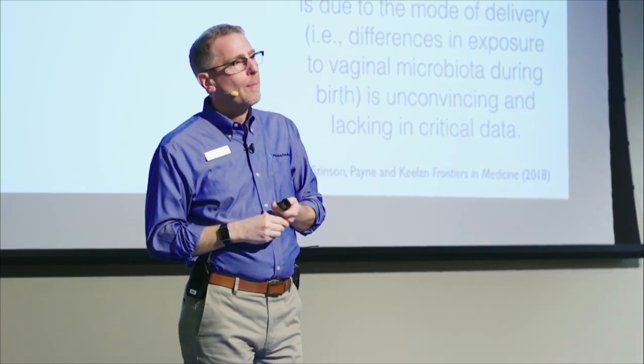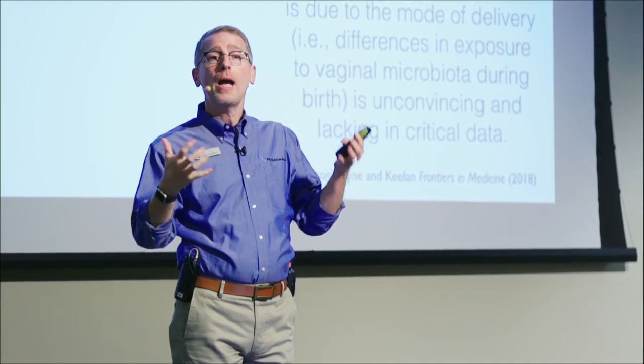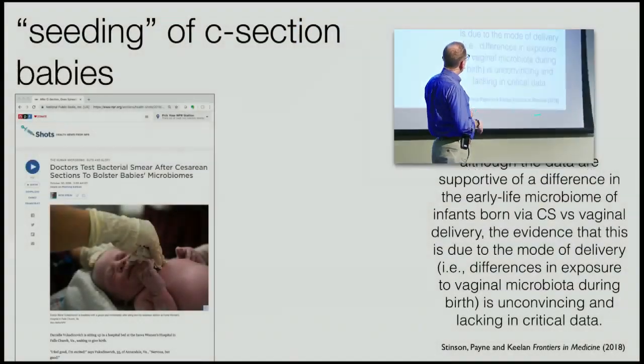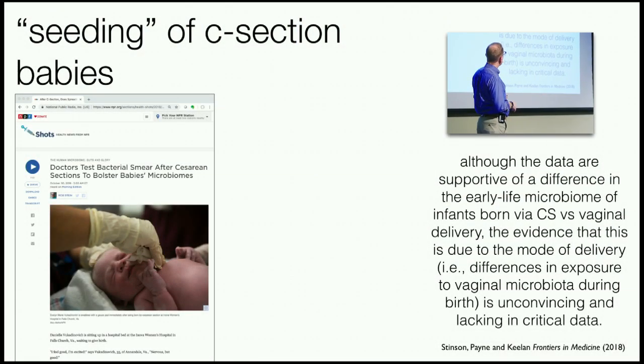This is an NPR story that came out recently that talks about a clinical trial to try to get a sense of whether that makes a difference or not. The authors of this paper in Frontiers in Medicine from last year say that although the data are supportive of a difference in the early life microbiome of infants born via C-section versus vaginal delivery, so there does seem to be a difference among many of the papers, the evidence that this is due to the mode of delivery is unconvincing and lacking in critical data. I.e., many of these women that have C-sections also have antibiotics, so we can't necessarily say the difference is because the baby traveled through the birth canal or not.